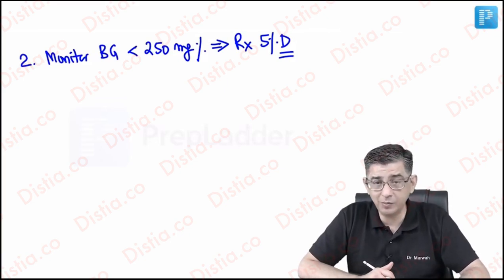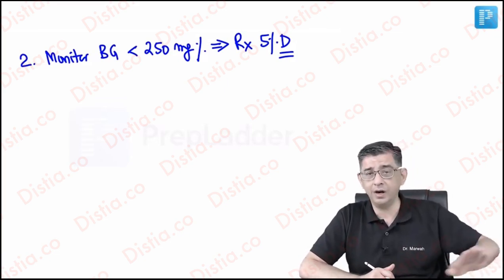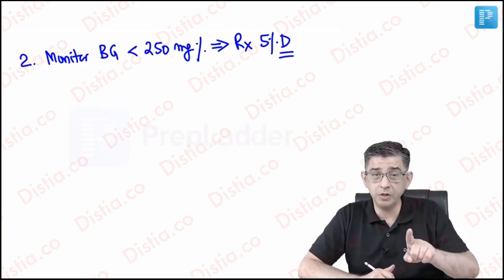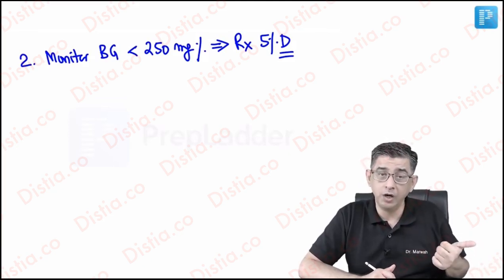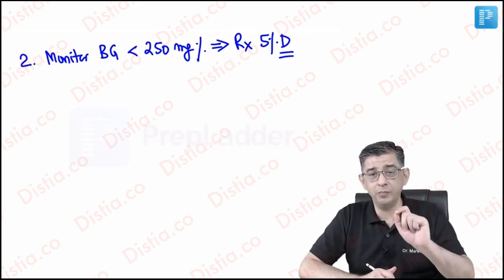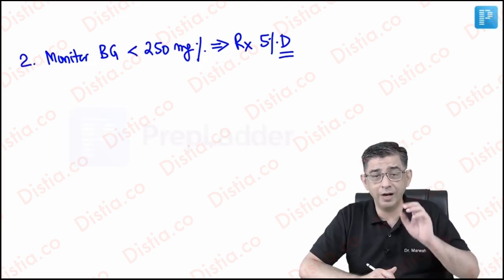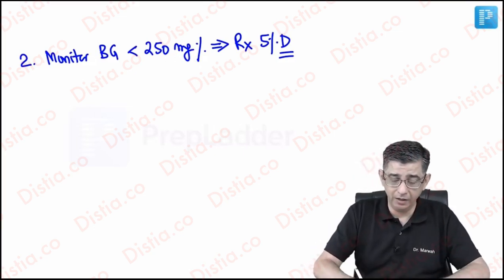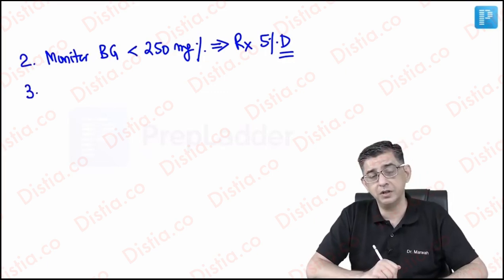The learning point at this point of time is don't use ringer lactate, use normal saline. If sodium is more, use N/2. If sugar begins to fall, use 5% dextrose. So that's one of the important points with respect to judicious fluid administration for this patient. And now you will be giving insulin to this patient.